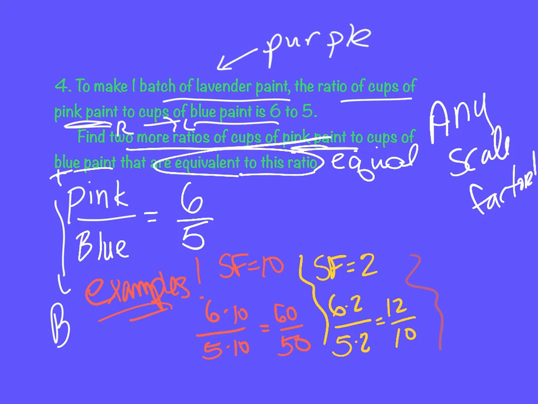I could also decide that my scale factor is 5. And I have 6 times 5 over 5 times 5 equals 30 over 25. You could go on like this all day using any number scale factor that you want. These are just 3 examples. If you're unsure if yours are actually equivalent to the original, certainly you can ask your neighbor that's sitting near you, or most definitely come to see Mrs. De Silva.